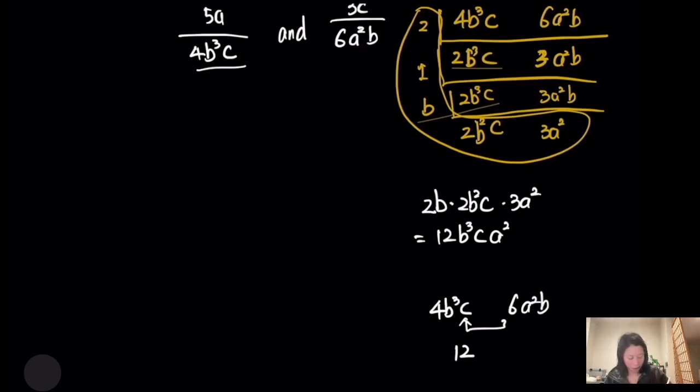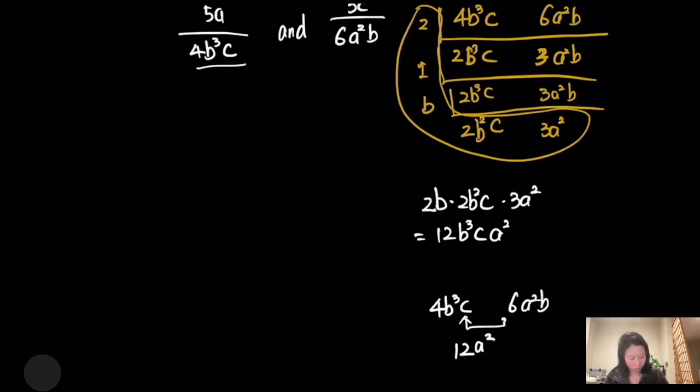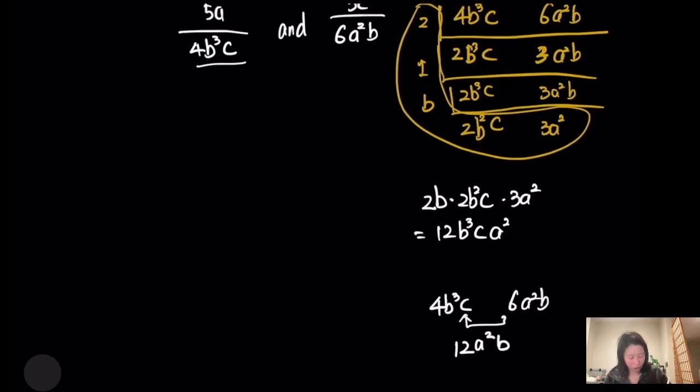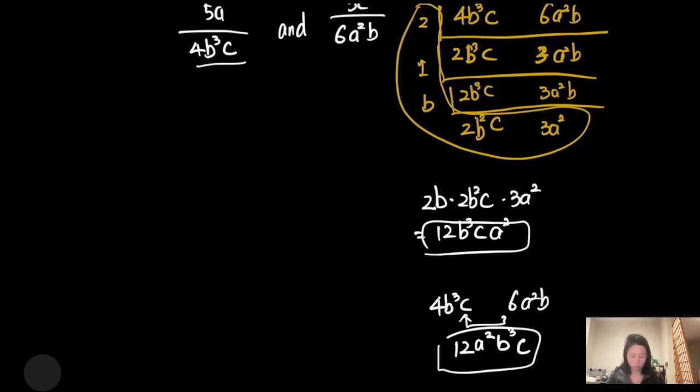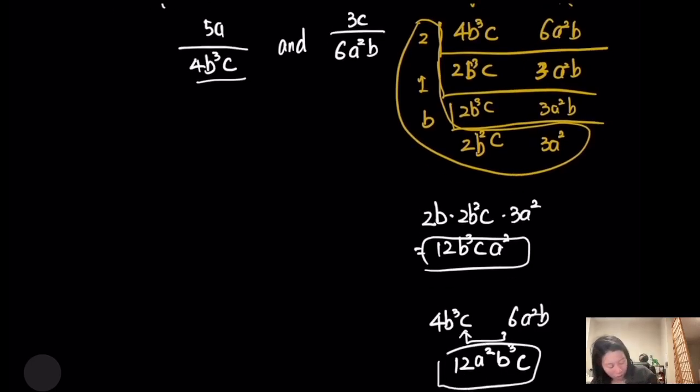And then for a, we have a squared. And then the highest exponent for b is b to the cube. The highest exponent for c is just c to the first power. So you will end up with the same answer as we did for the previous method. You can use either one. Okay, so now we found the least common denominator is 12a squared b cubed c.